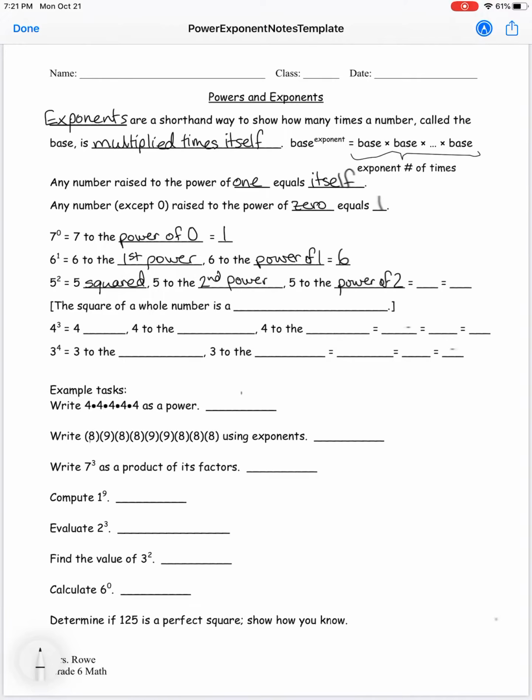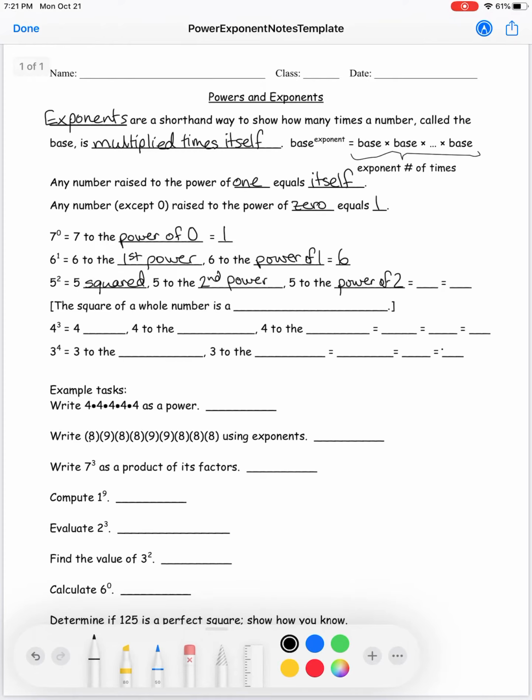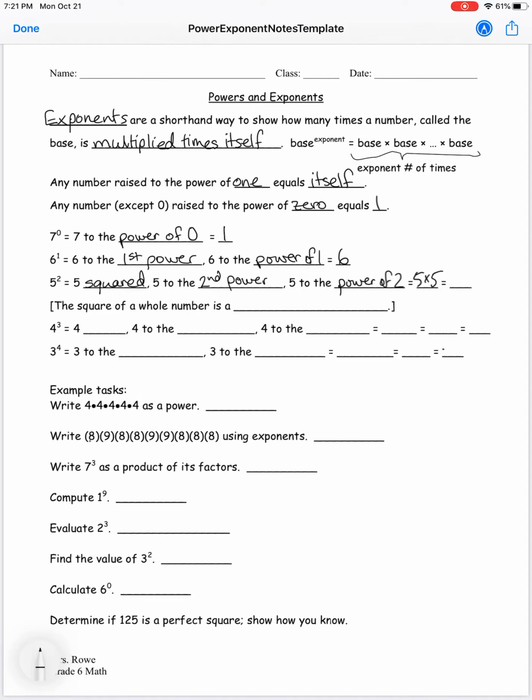Now at this point, when I have more than just an exponent of 0 or 1, I might be asked a different task. I might be asked to explain or show its repeated factors. Well, what does it look like as a product of its factors? So in that case, I would write 5 times 5. Or I could be asked to evaluate it or compute it, and so on. The value would be 25.